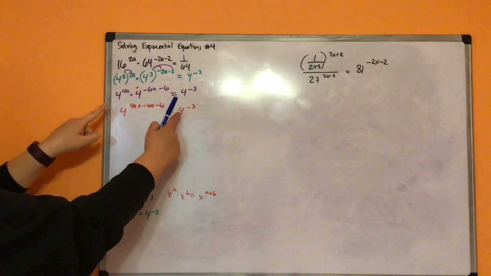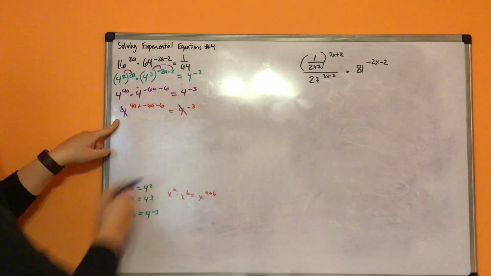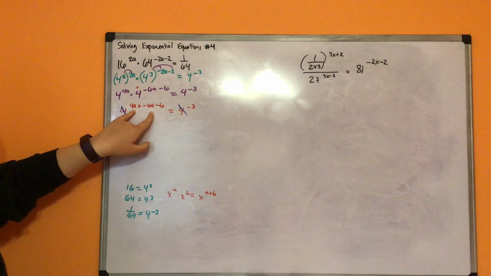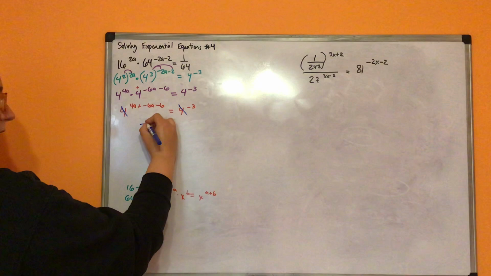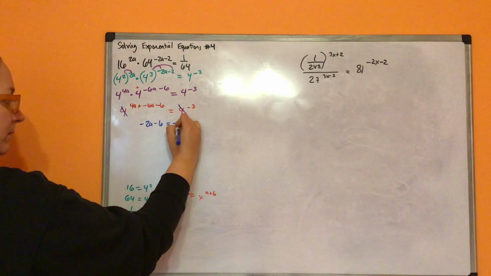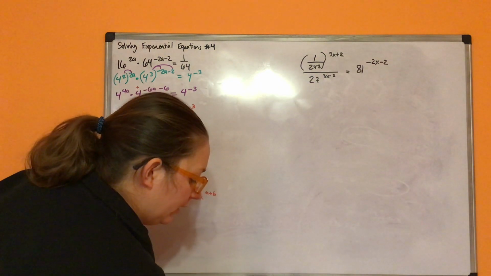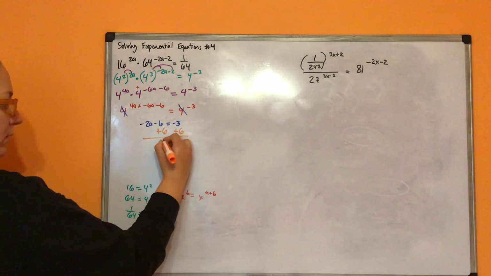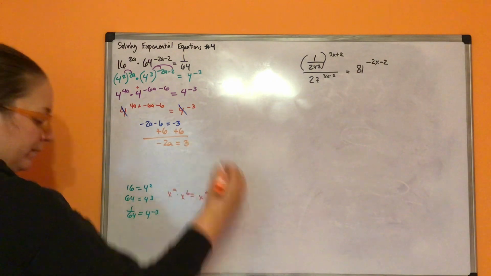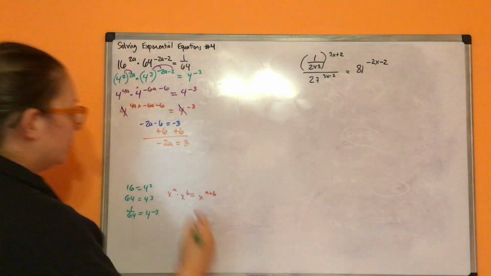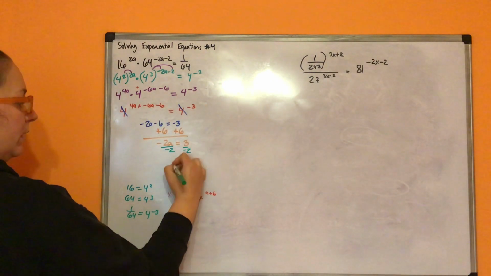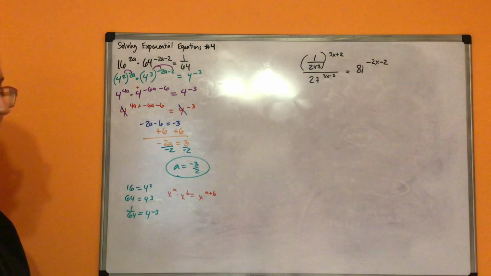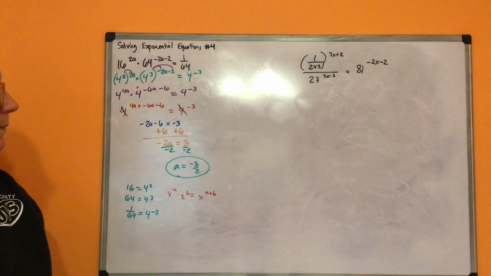At this point, we have the same base on both sides, written only once, so we can cancel them. Can also combine like terms here. 4a minus 6a is negative 2a. And then we just solve it out like any other equation. So I add 6 and divide by negative 2. And we get a equals negative 3 over 2. Or if you like decimals better, that would be negative 1.5.